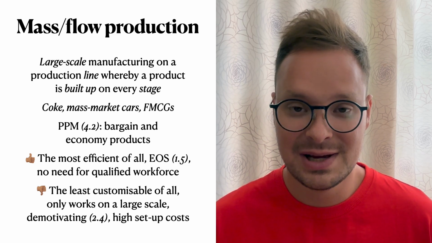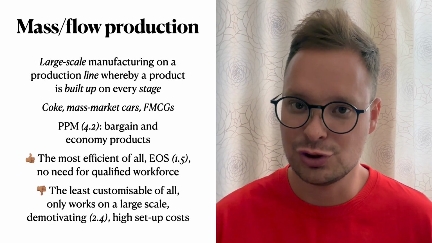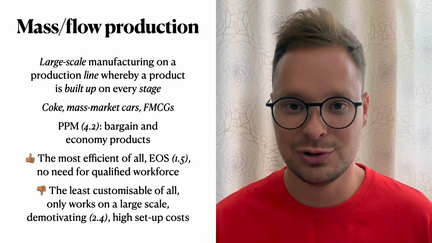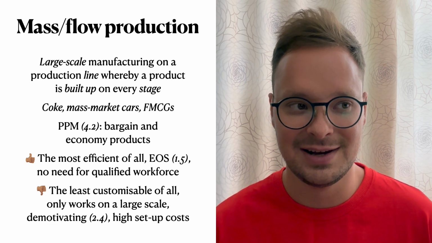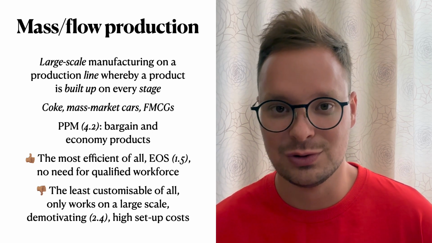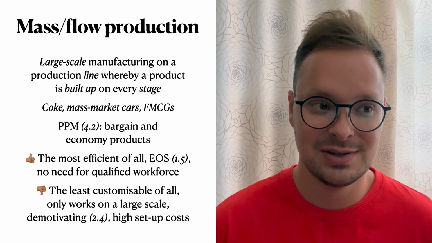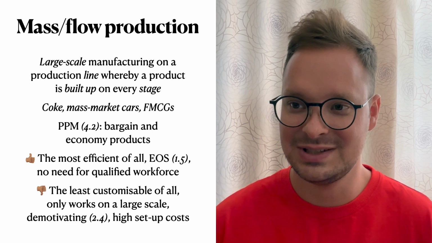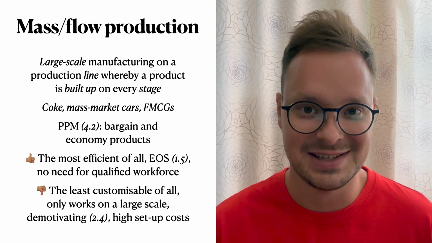If you want to customize something in mass production, you have to stop the production line completely, readjust it, and then start producing customized products again, but they again will all be identical. So the only way to customize mass or flow production is to customize the production line, so that it produces another thing which will still be in high quantities and totally identical.